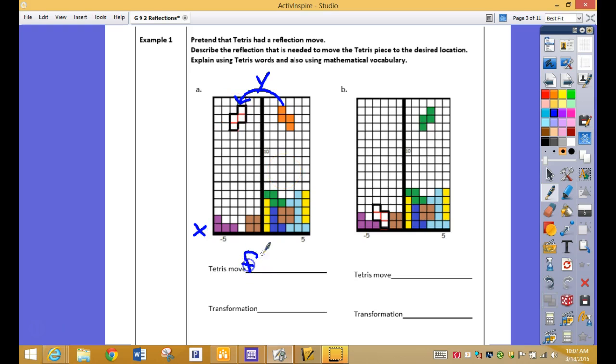Tetris move, it would be flip it, right? But the transformation is a reflection over the what? Close. This one's the x-axis. Did we flip it? Yeah, we flipped it over. We reflected it over the y-axis. Over the y-axis.